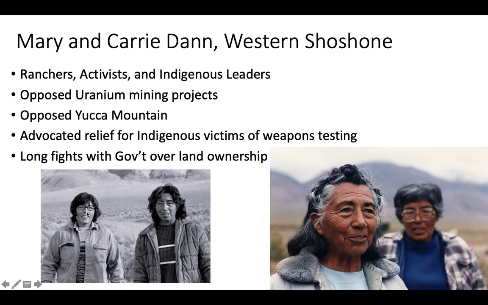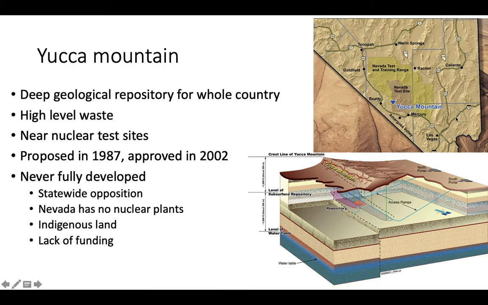And on the point of indigenous land, these sisters, Mary and Carrie Dan, from the Western Shoshone tribe, Carrie actually just very recently passed away in early 2021, were ranchers, activists, and indigenous leaders in Nevada. They opposed many uranium mining projects, and they were also stark opponents of Yucca Mountain, and helped to postpone the development of that facility because it was being built on or near indigenous lands. They also helped advocate for relief for many of the victims of the weapons testing that was being done in Nevada, testing atomic weapons.